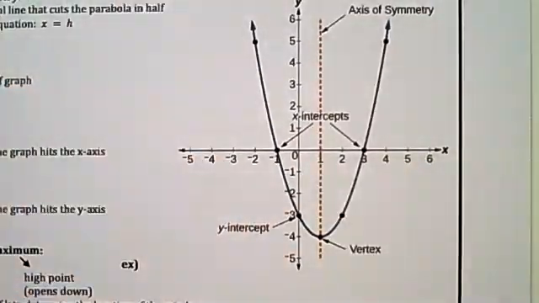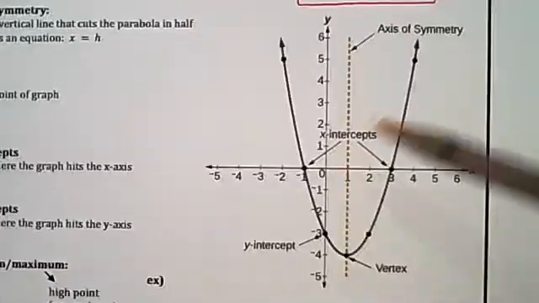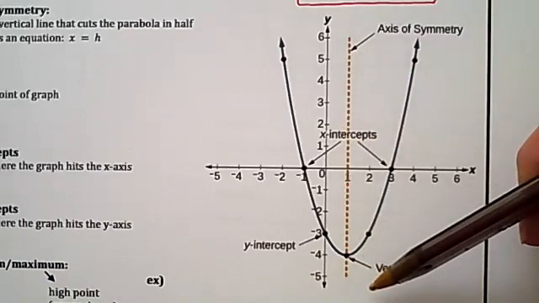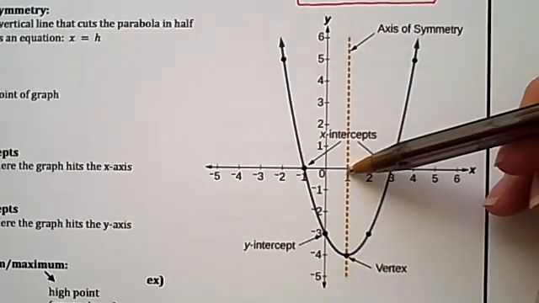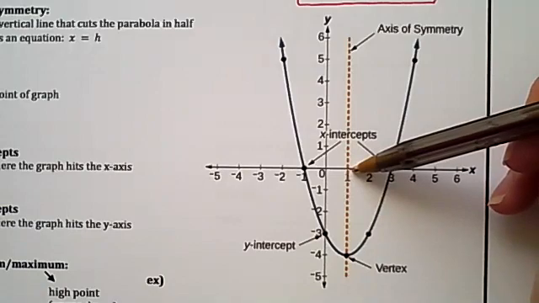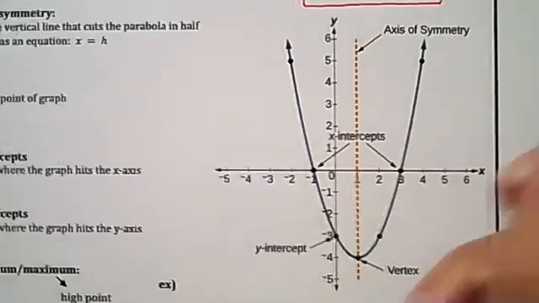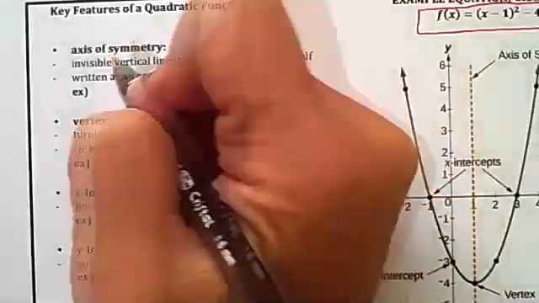How we notate the axis of symmetry, we want the equation of that line. The equation of a vertical line is x equals whatever number it goes through. This is going through 1 on the x-axis, so the equation of this axis of symmetry would be x = 1. So I'm going to write that over here. That's the example.